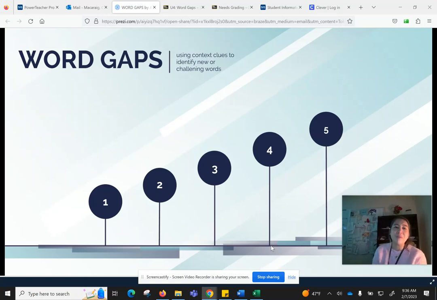Everyone. Today we're going to talk about word gaps for informational text. So, when we say word gaps, it pertains to words that we don't understand for different reasons. For example, words with multiple meanings. It could be one word with different meanings. It could be a rare or technical word, like medical terms, subject-specific words.